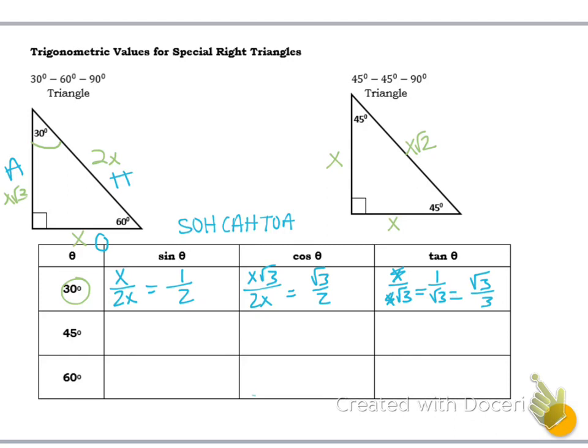Okay, then we're going to look at this one for my 45-45-90. So this is going to be my O, my A, and my H. So if I do sine of my 45-45-90, it is O then H, so x over x square root 2. My x's will cancel. I type it in my calculator. I'll get square root of 2 over 2. Okay, cosine is A then H, so it's going to be the exact same thing. So square root of 2 over 2. Then my next one is O over A, so x over x, which should get me 1.